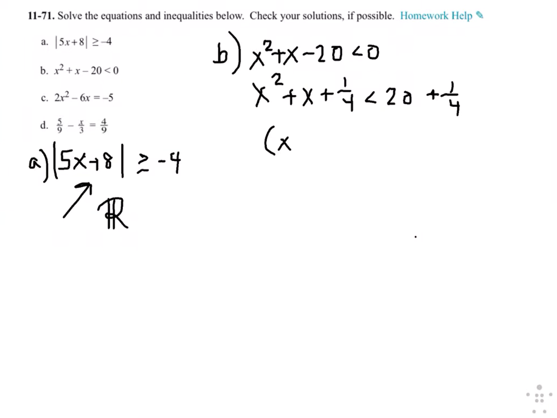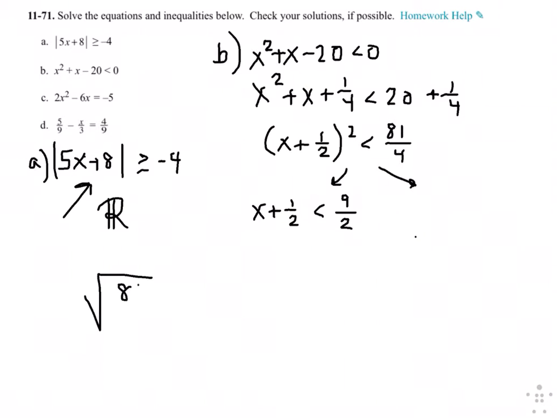This factors to x plus 1/2 squared is less than 20 and 1/4. So 20 is 80/4, so that's 81/4. Now we split it into 2. The first one is x plus 1/2 is less than the square root of 81/4, which is 9/2.